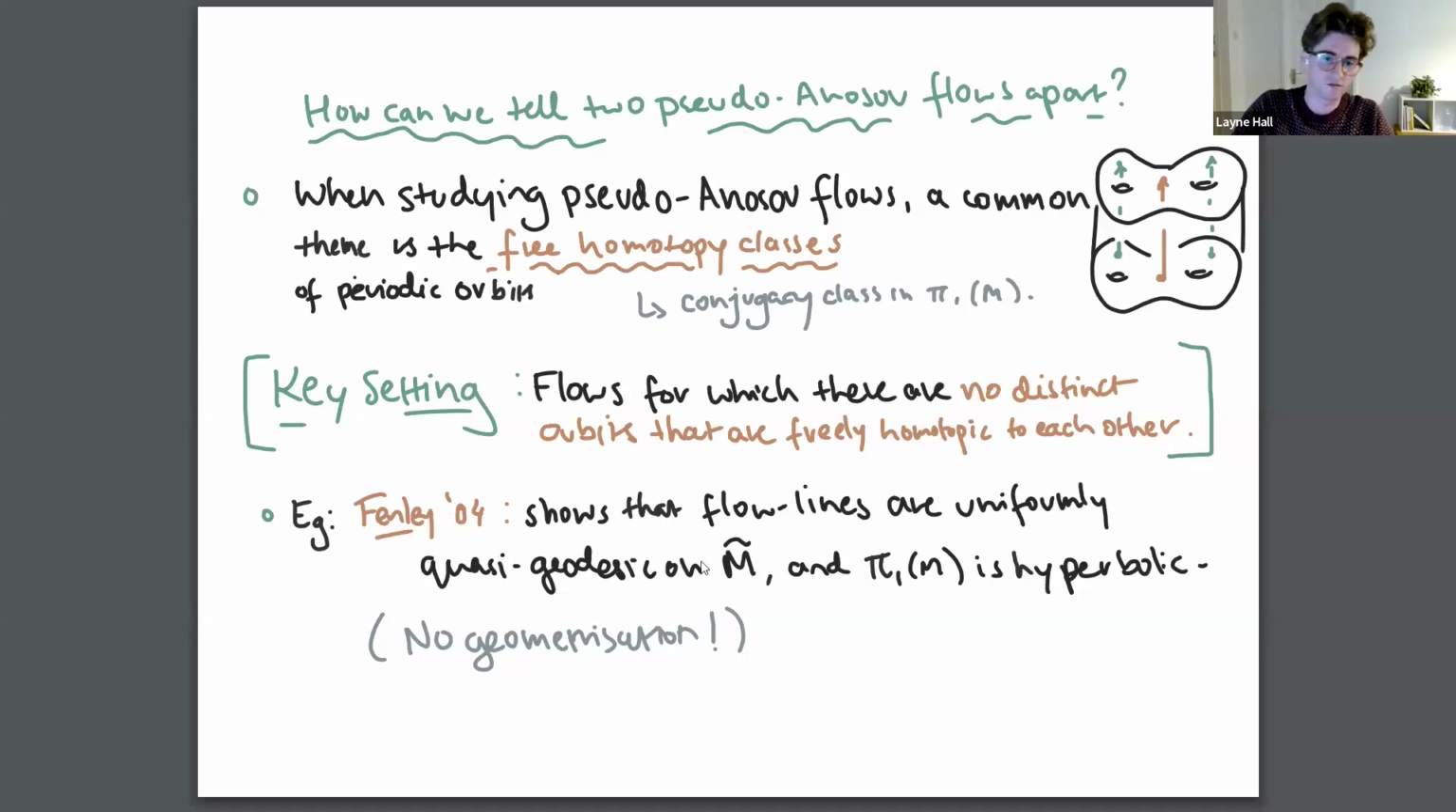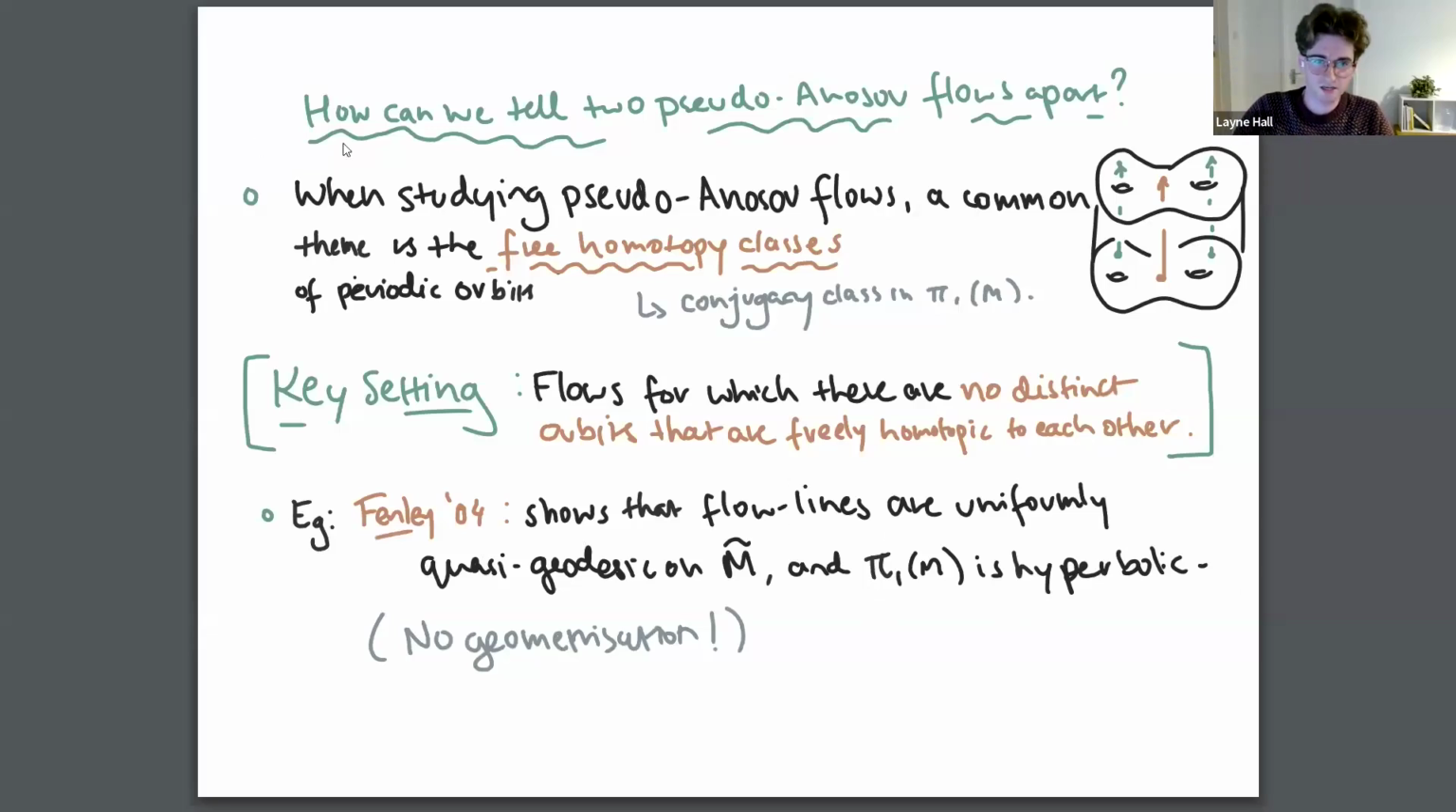So flow lines are uniformly quasi-geodesic in the universal cover. That was true of suspensions. And the fundamental group is hyperbolic without geometrization. So I actually think this is awesome, and I never get to cite this anywhere. But having the flow is enough structure to tell you that your fundamental group is hyperbolic without having to invoke some extremely heavy hammers. Well, you build your own, or at least Sergio Fenley does.